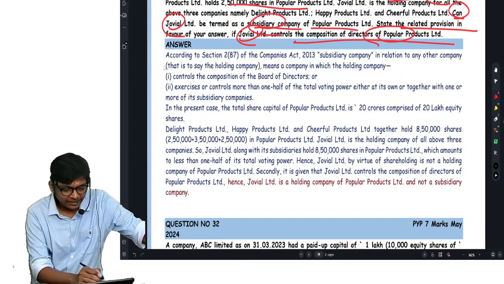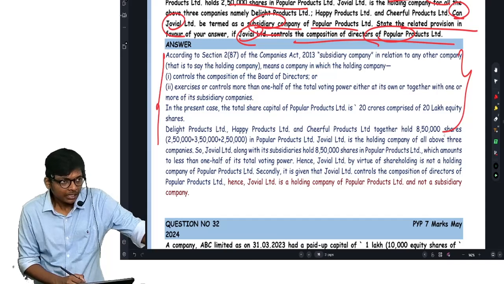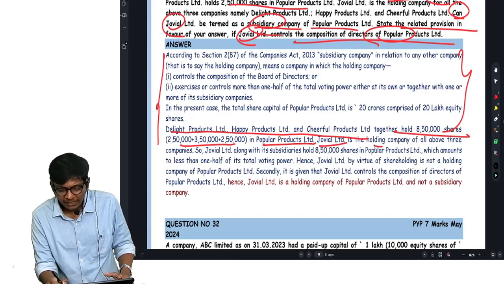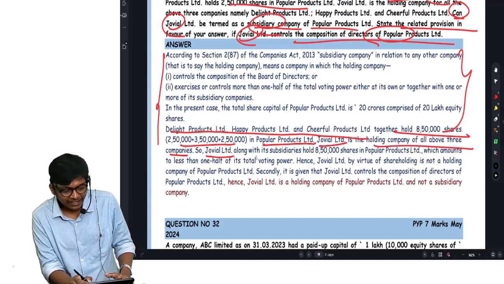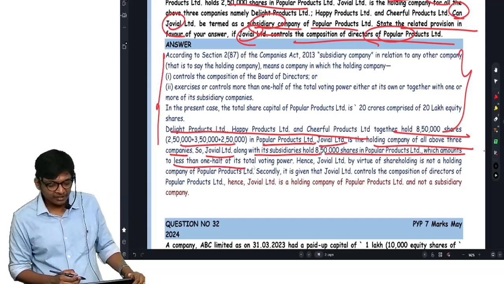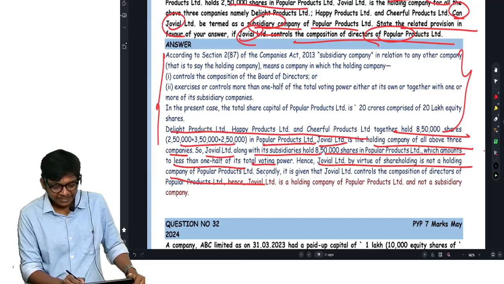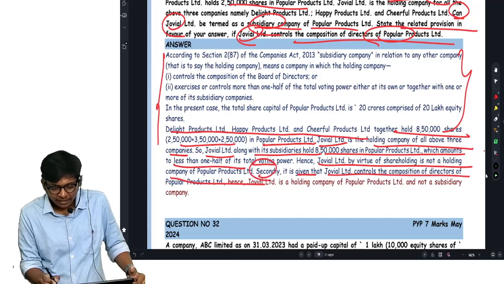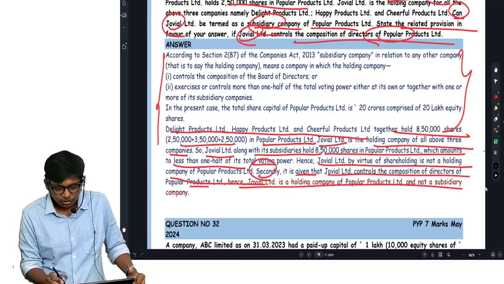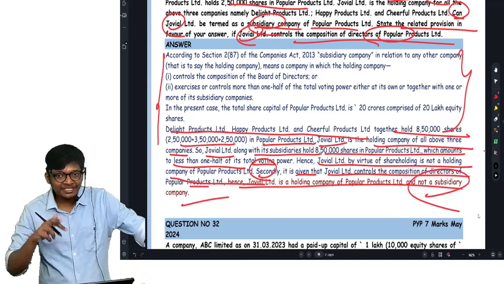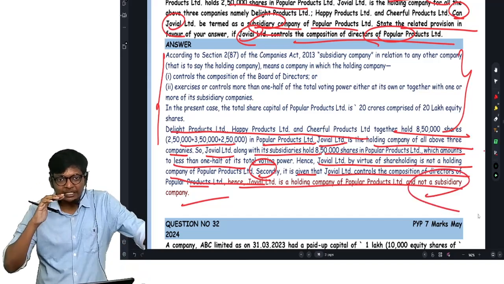He didn't do anything big. He wrote the provision and he's writing the same thing what I told. Delight, Happy and Cheerful together have 8 lakh 50 in Popular. Jovial is holding of all three. So Jovial along with subsidiaries has 8 lakh 50, which amounts to less than half. Therefore Jovial by virtue is not a holding company. Second case, if it is given Jovial controls composition, then Jovial will become holding of Popular and not a subsidiary company.